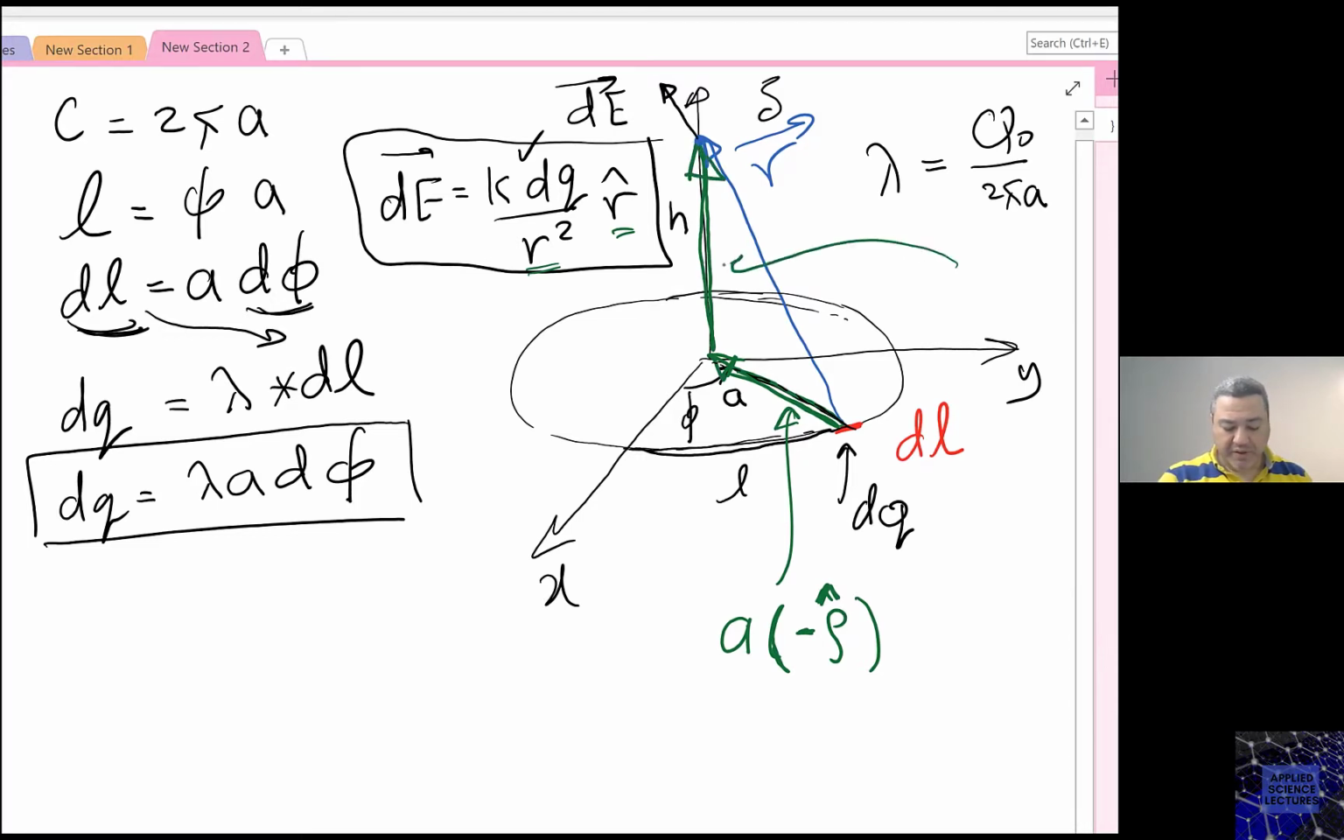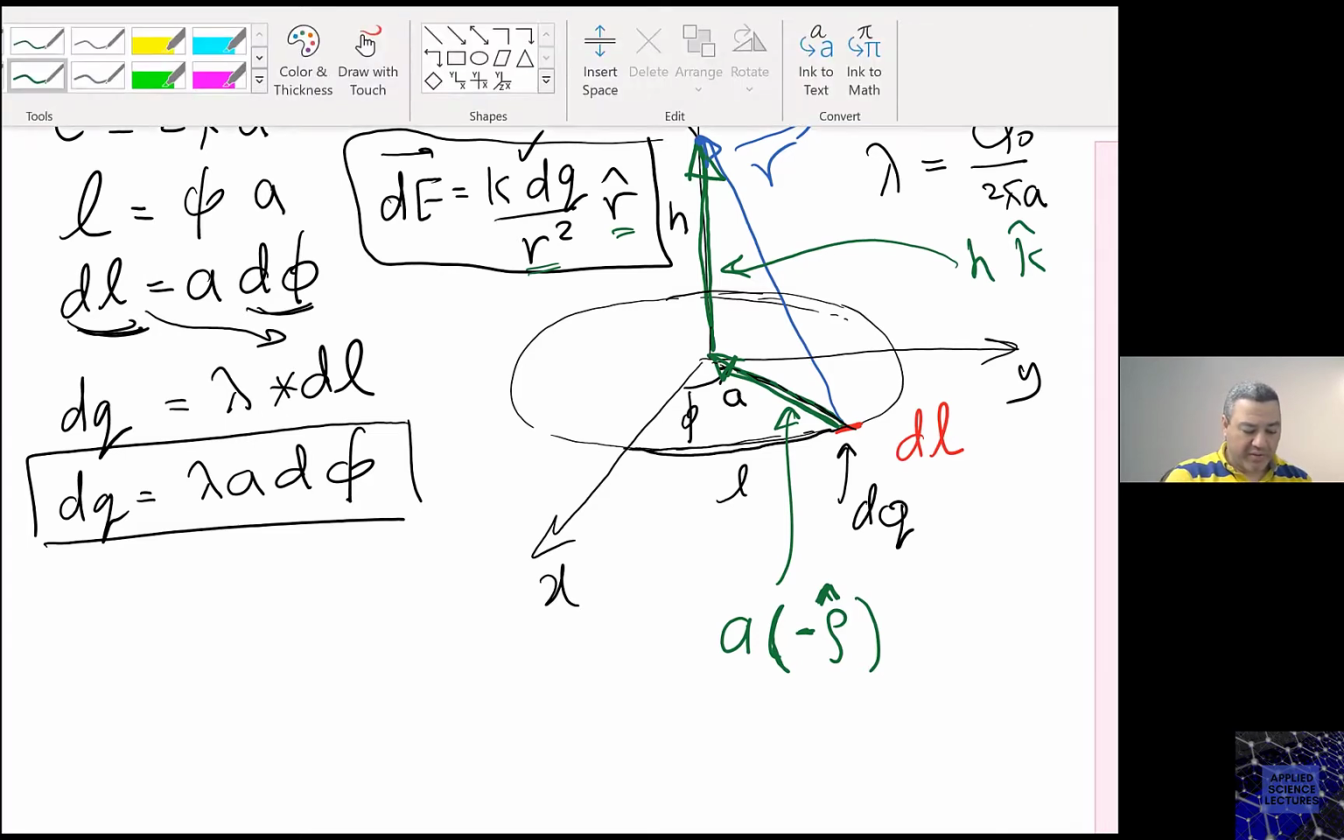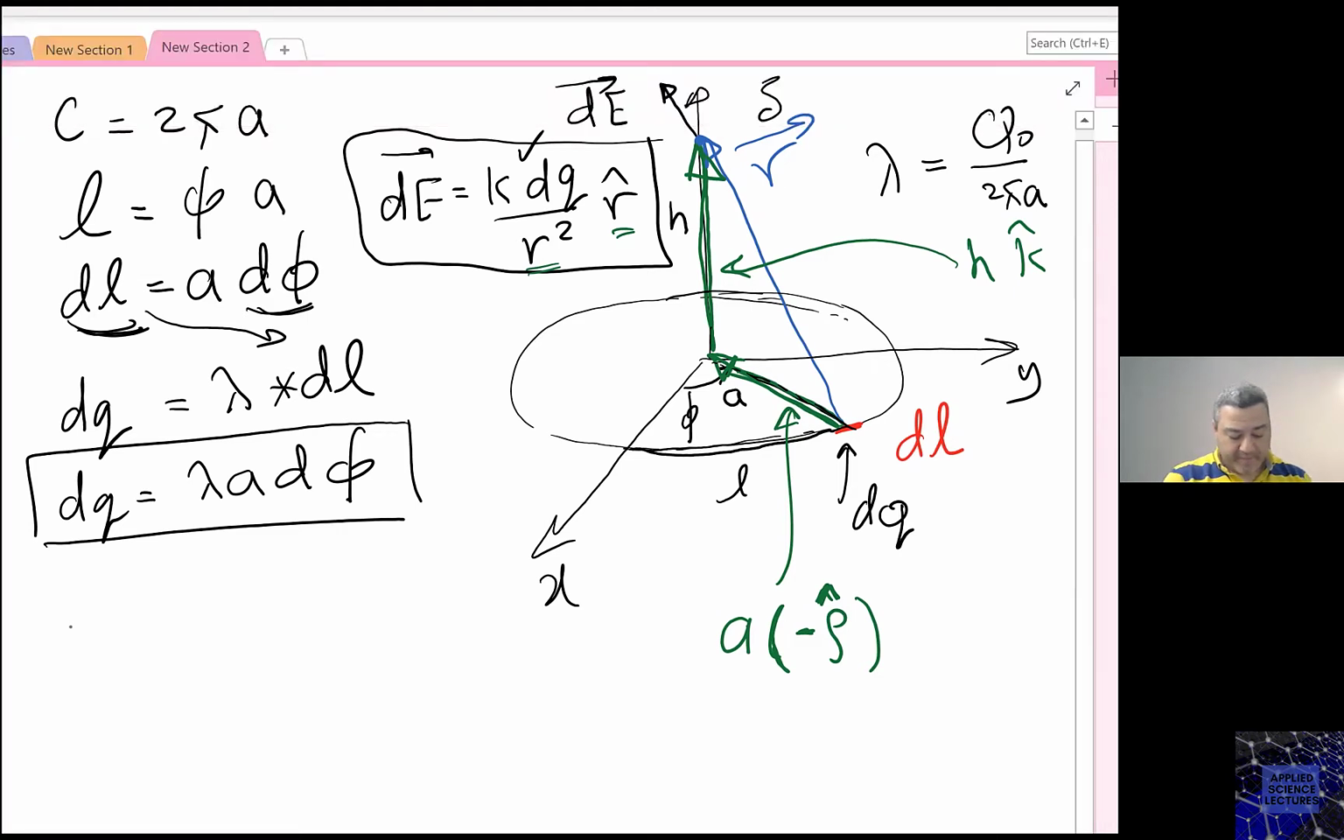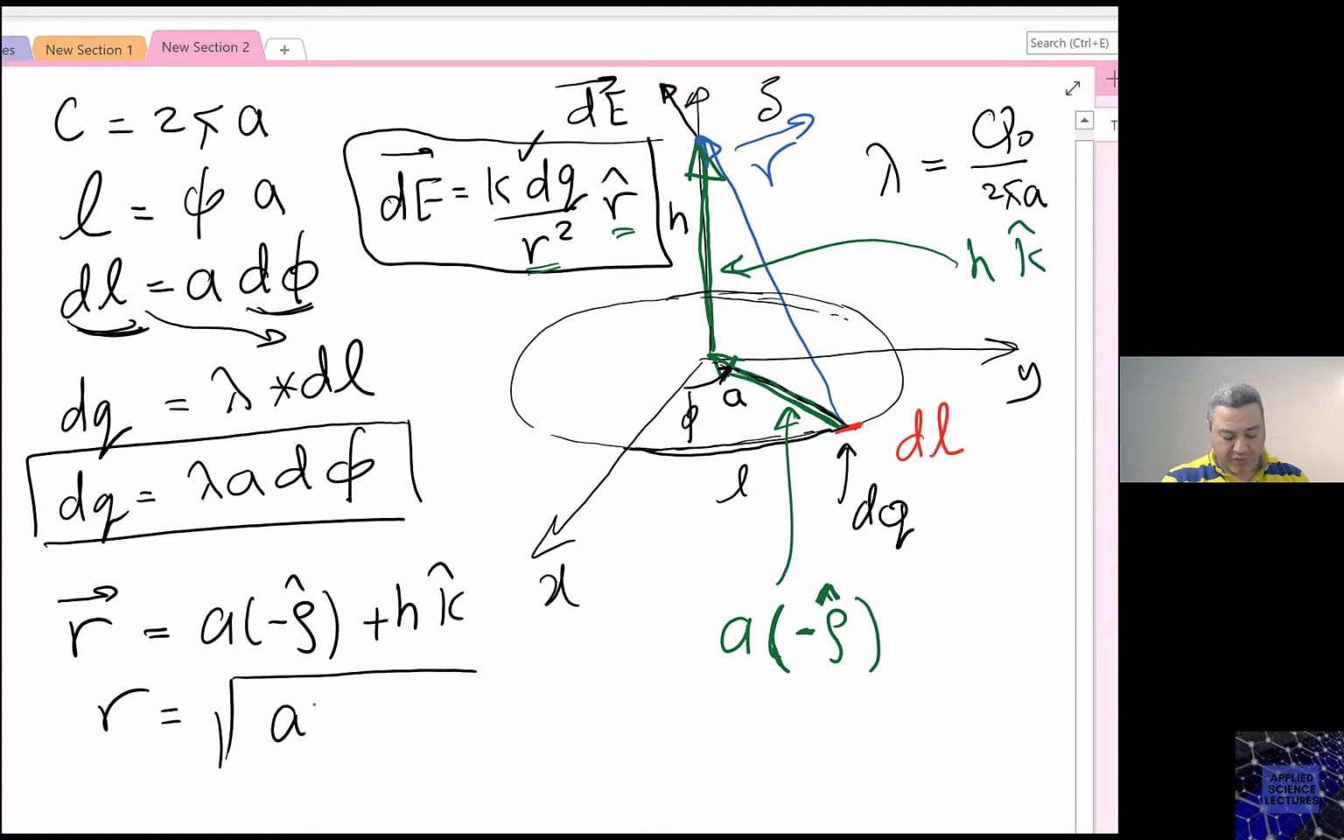And this one is h k hat, right? H k hat. So my r vector now is a minus rho hat, because it's pointing toward the origin, plus h k hat. Then my magnitude is square root of a squared plus h squared. So I managed to find all of them.